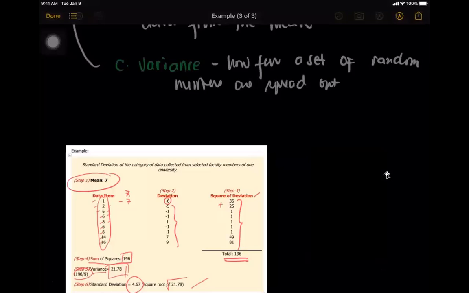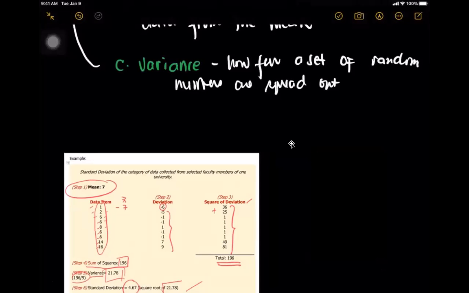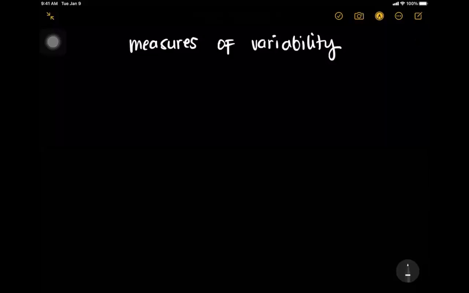Okay, so that's it. Now, I'm going to discuss the relevance of your measures of variability and why it is important that we identify them. We will appreciate what your standard deviation would actually tell us. Let's take a look at the importance of our measures of variability.